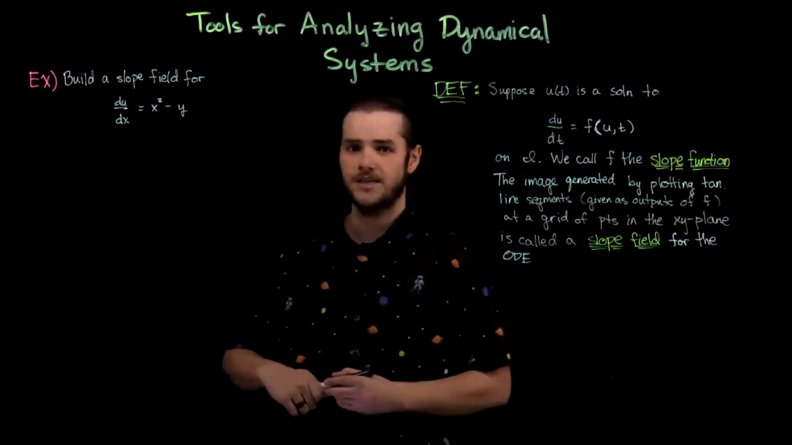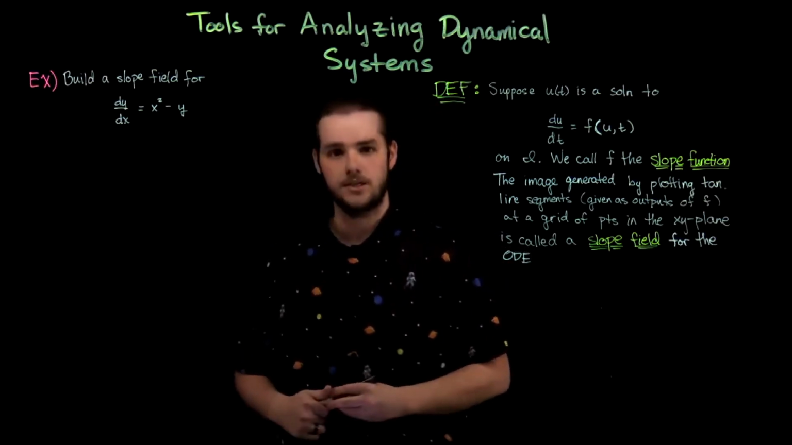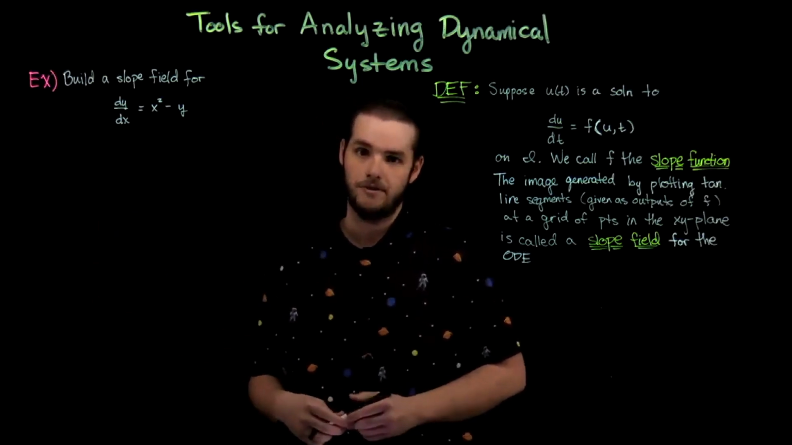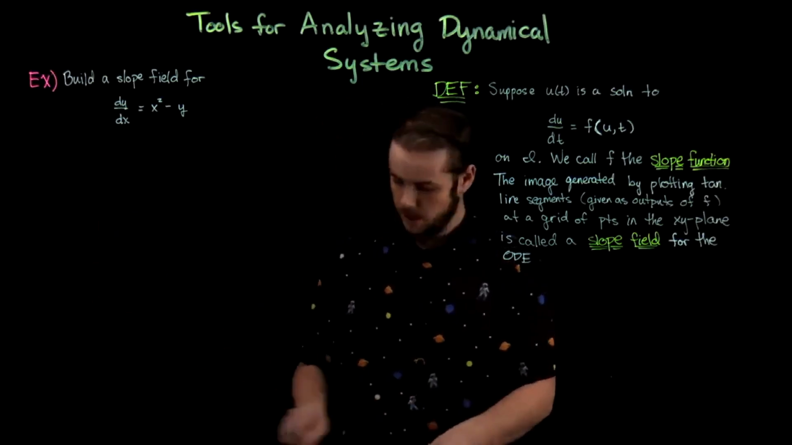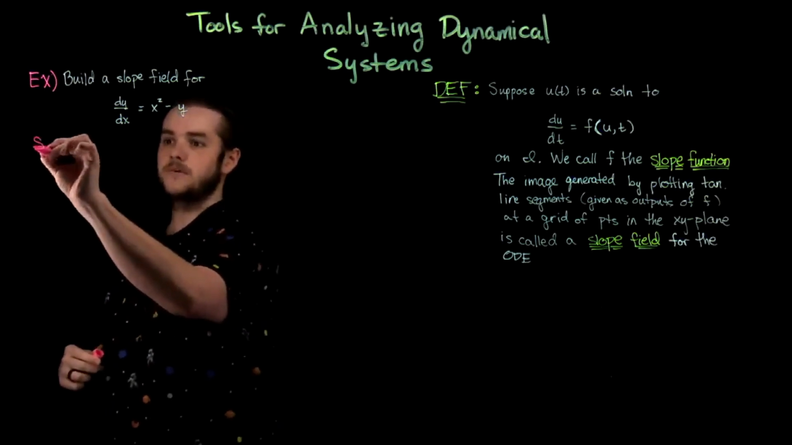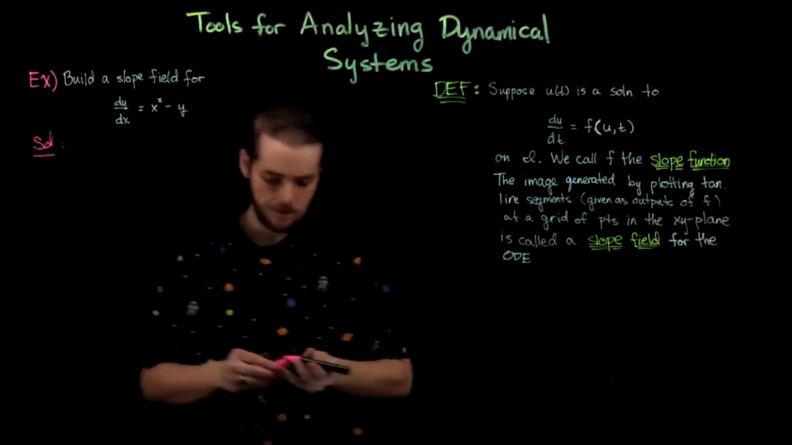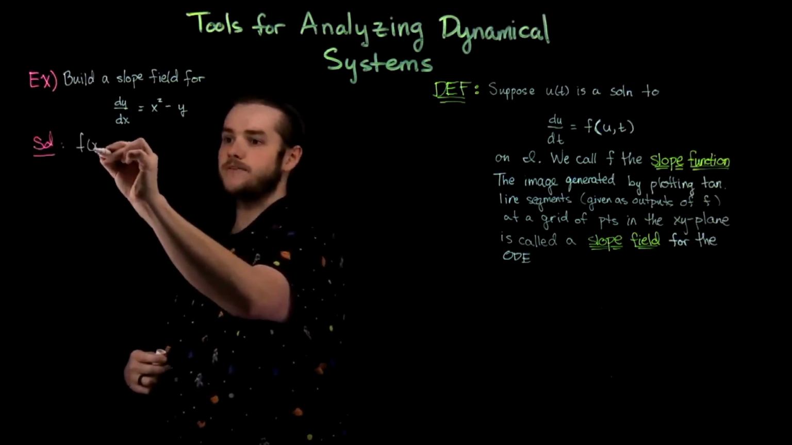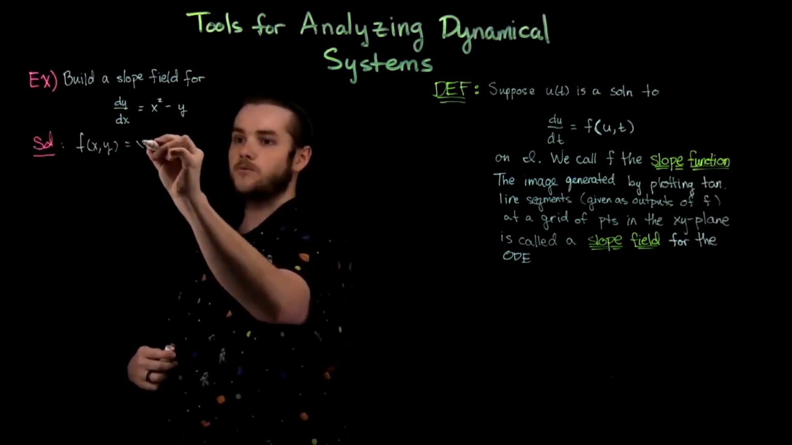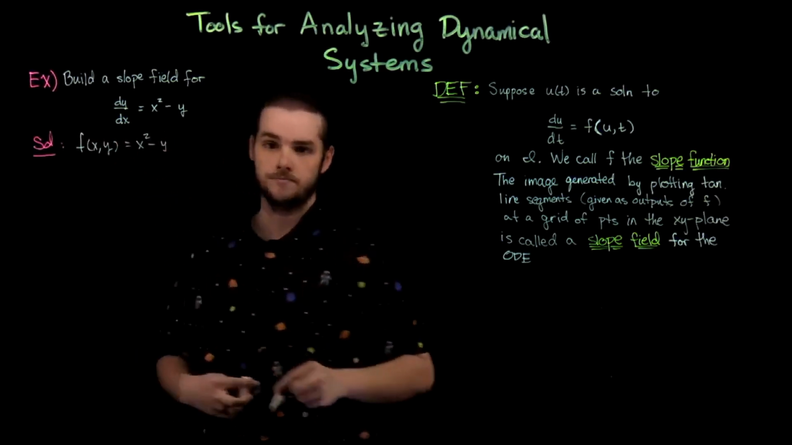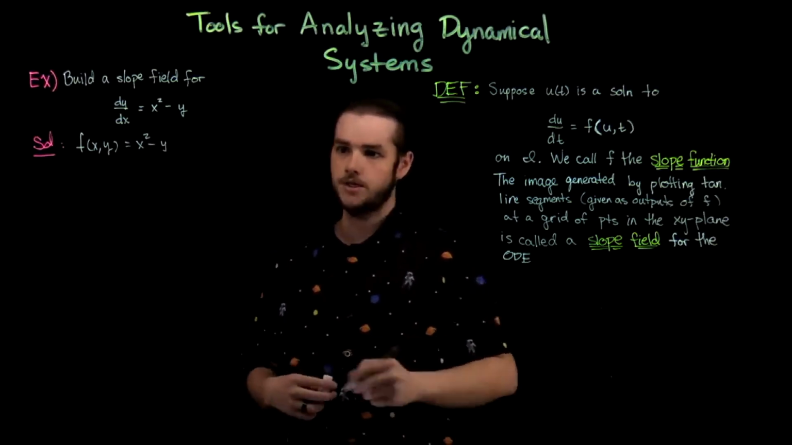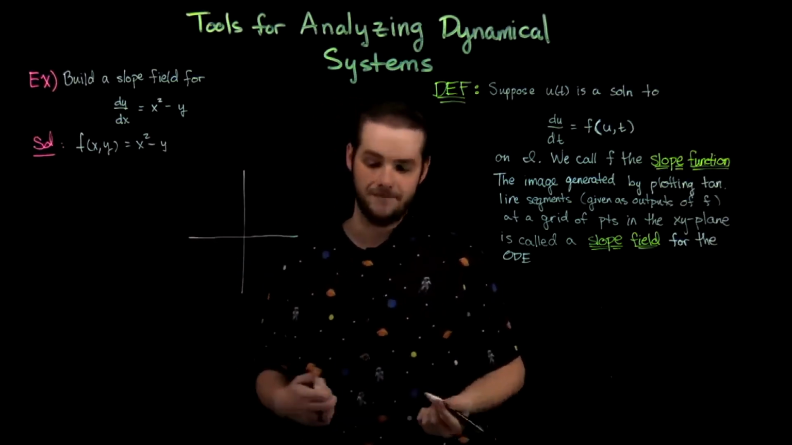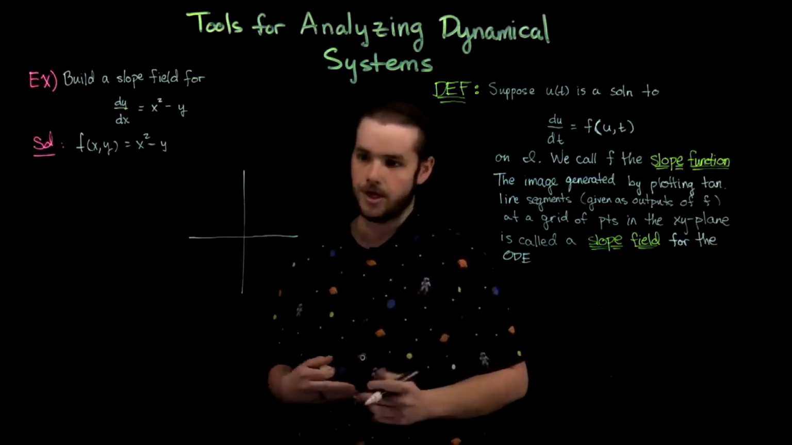Well, here I've got an example: dy dx equals x squared minus y. Notice that everything except for the highest order derivative has been moved to one side. So this tells me over here that my slope function is x squared minus y. And that is a multivariate function, x squared minus y. So what I do is I go into the xy plane here, and I'm going to pick a grid of some points. And I've got a couple that I want to look at here.